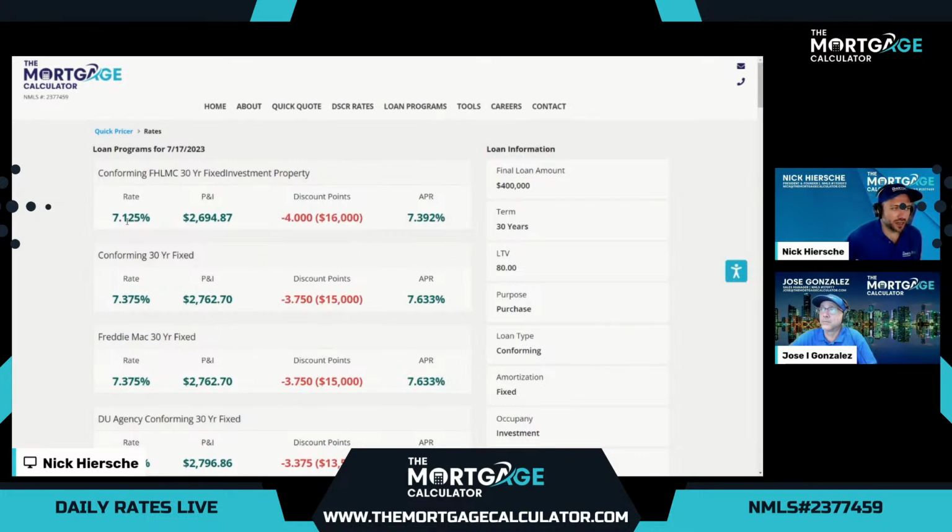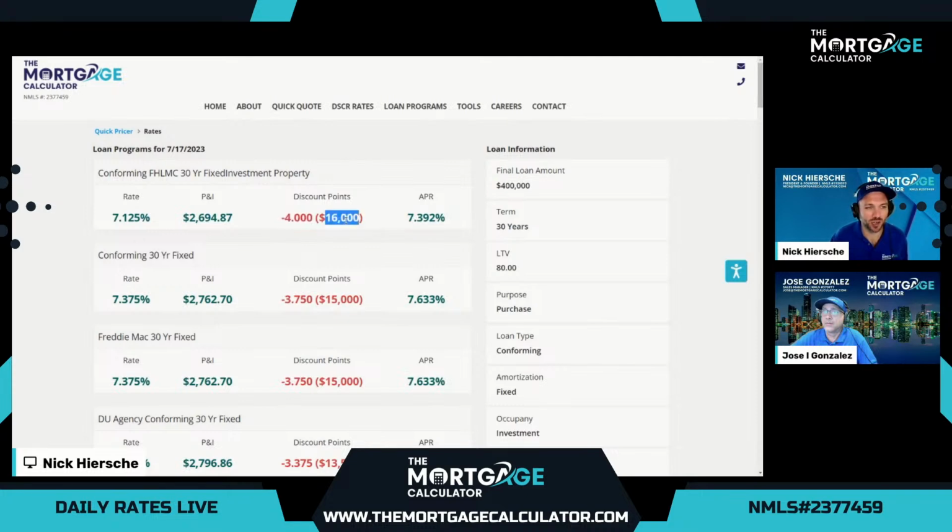So the best option here, 7.125 rate, but pretty hefty discount points, 4 discount points and cost. Puts our final APR at 7.392. So still a great option for our borrowers that qualify for conventional, but most of our investors that are looking to invest would rather save these for discount points.